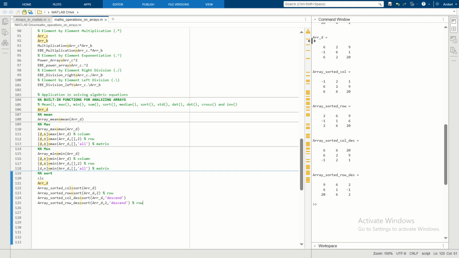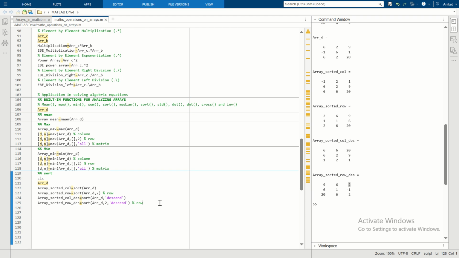Yeah. So this is ARRD. This is sorted column wise. This is sorted row wise. This is sorted column descending order. This is sorted row descending order. So this is the sort operation. Then we have used this determinant.